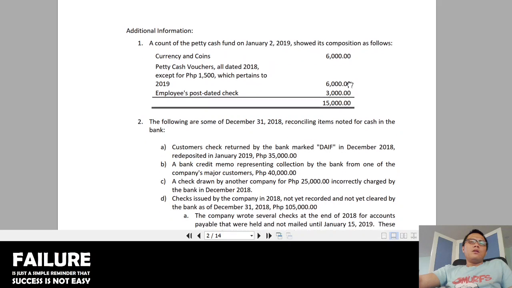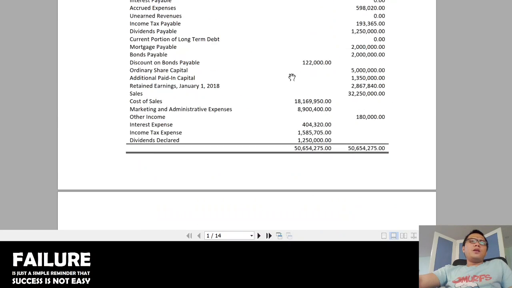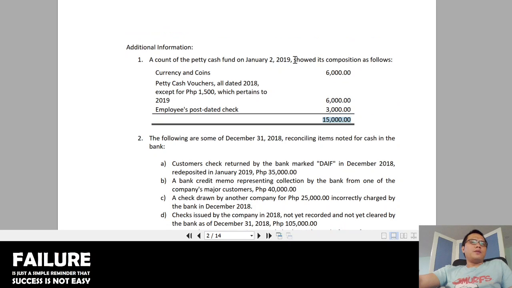Ito, hindi ito pera, kundi voucher na, mga nagamit na ng petty cash fund. Pero ngayon, ang problem is, present siya sa financial statement as if hindi siya nagamit. Kasi yun nga, present pa rin ang petty cash fund natin at 15,000. Di ba? So, yan yung problem.